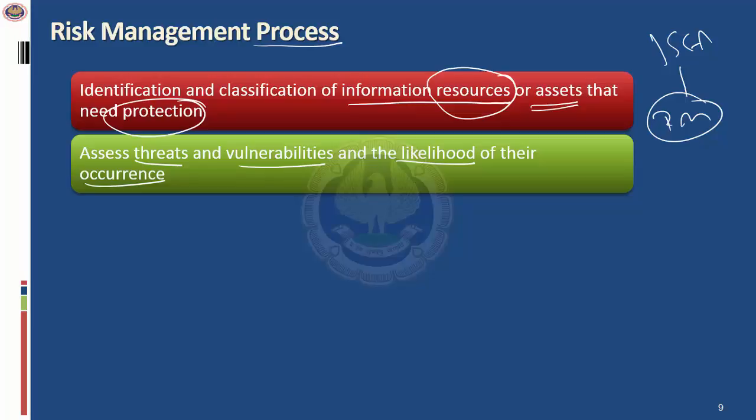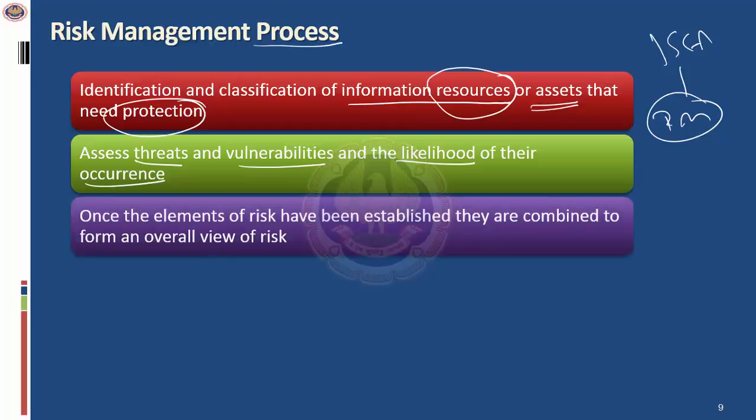And for each of them, you will assess what are the threats, what are the vulnerabilities, and what is the likelihood of the occurrence and the probability. And once these elements of risk have been identified, you need to combine this, because if there is a fire, the fire is not going to impact just the building, it's going to impact the computers, it's going to impact the people, it's going to impact the documents, it's going to impact everything.